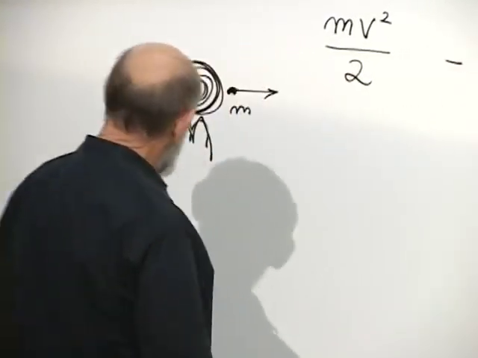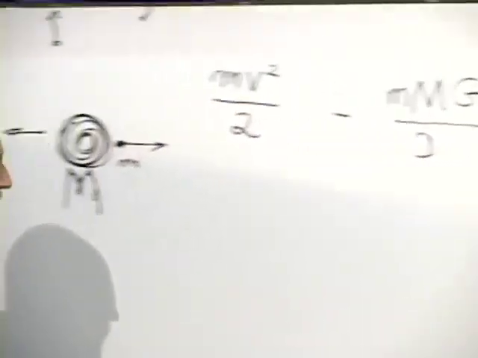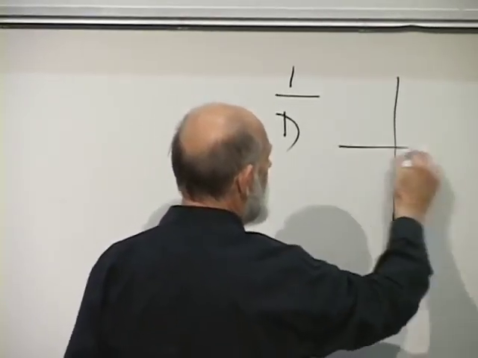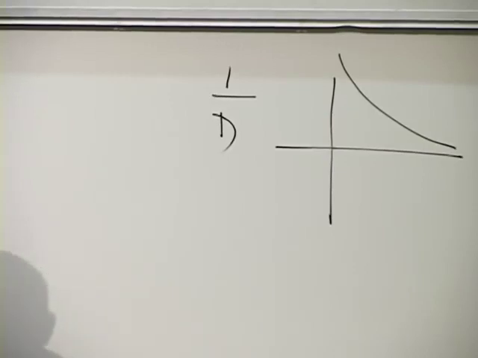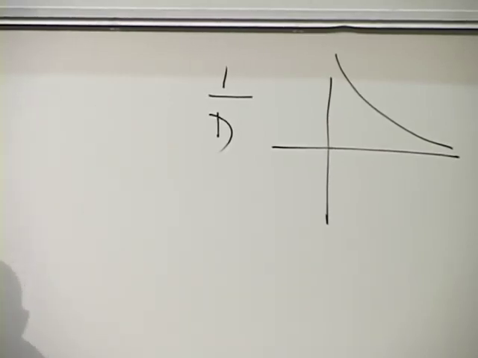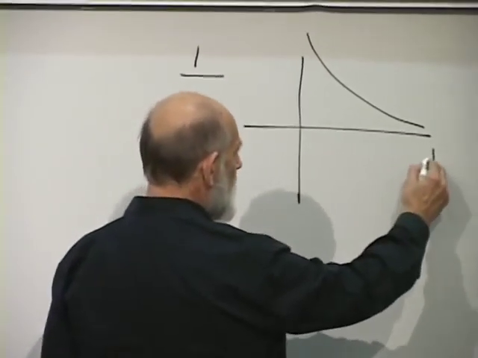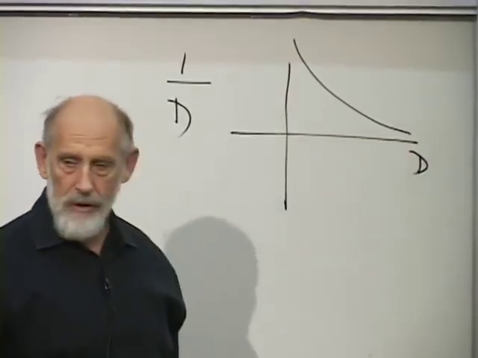Okay. First of all, let's plot 1 over d. Let's forget all the constants here. All right. Let's plot the function 1 over d. What does the function 1 over d look like? It looks like this, correct? It decreases at large d. Here's d. 1 over d decreases with large d.